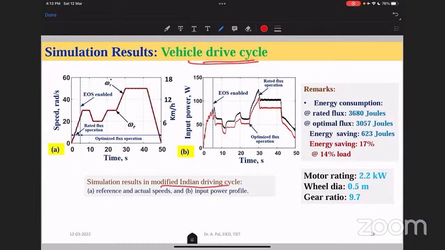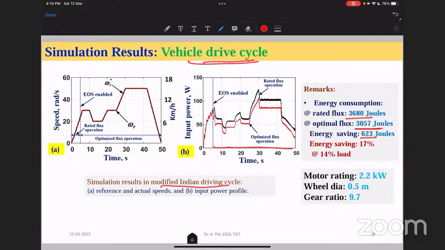Initially the machine is tested for rated flux operation. The average energy consumption during the rated flux operation is 3680 joules. And when the machine is operated at the optimized flux condition, the power consumption is reduced, as well as the energy consumption; the energy requirement is only about 3057 joules. So there is an energy saving of 623 joules for this duration, that means 45 seconds of operation.